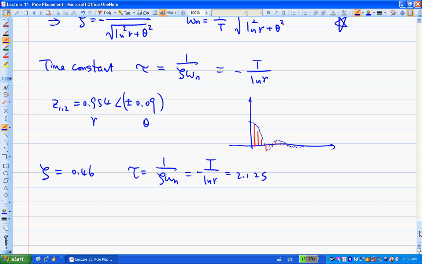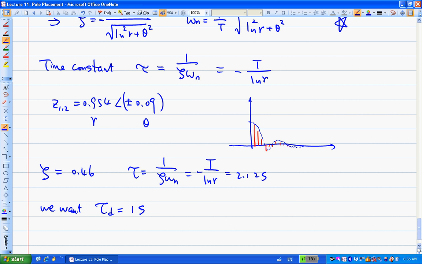So now the next question is, suppose that you are okay with this. So you say, okay, I think this is okay, right? But the time constant is 2.12 seconds, so you're saying it's a little bit too slow. What we need is, let's say we want tau desired to be 1 second.